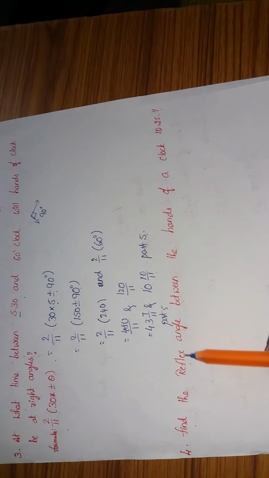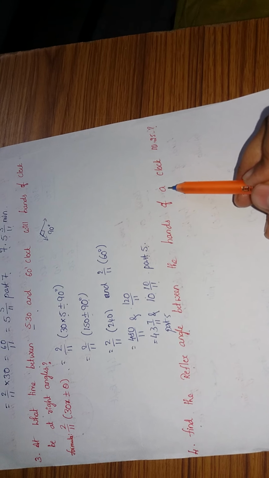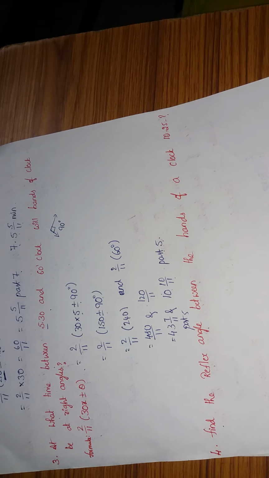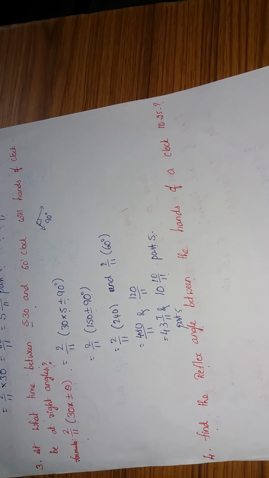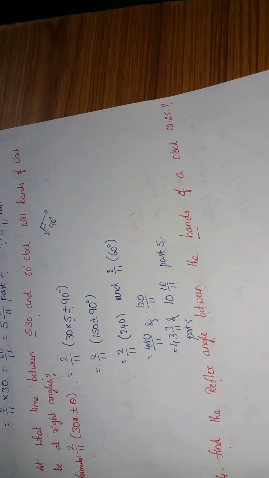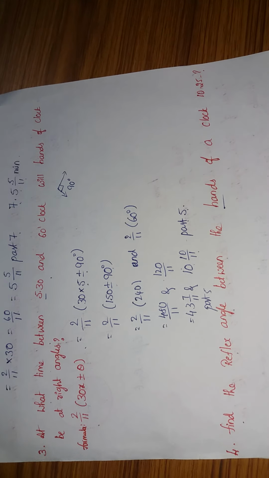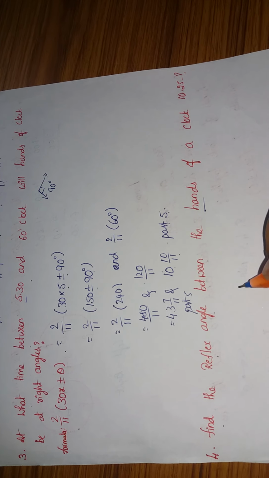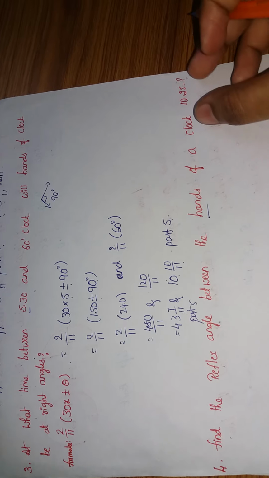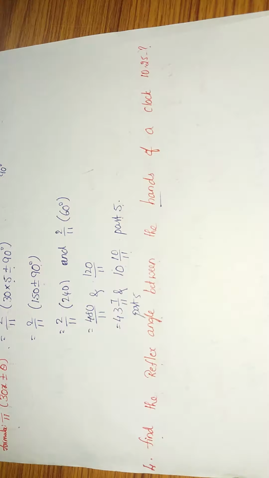Find the reflex angle between the hands of a clock when the time is 10:25. When the time is 10:25, we have to know the angle between them and then its reflex angle. What do you mean by reflex angle? We have to subtract the found angle from 360 degrees.